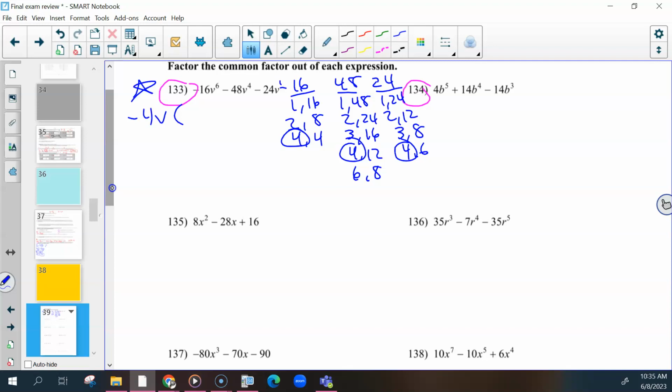1? The exponents. Negative 48 divided by negative 4 would be positive 12. Subtract the exponents. And then do the same thing for the last one.